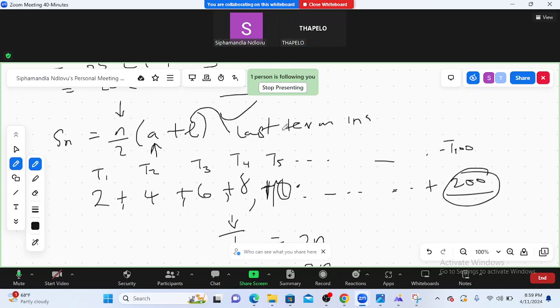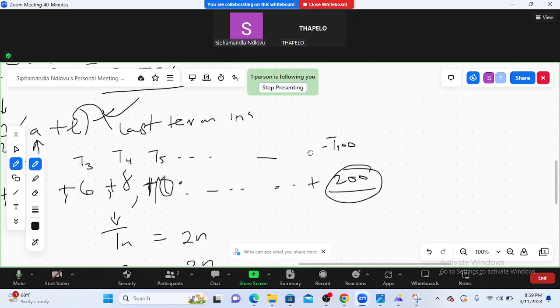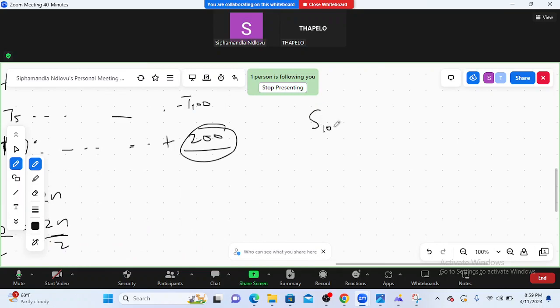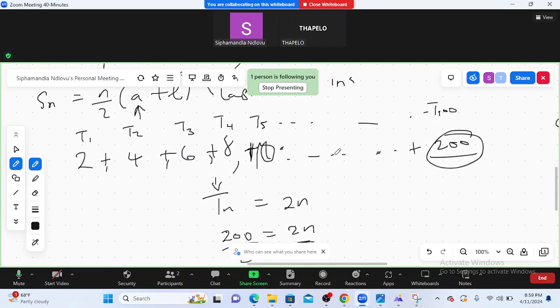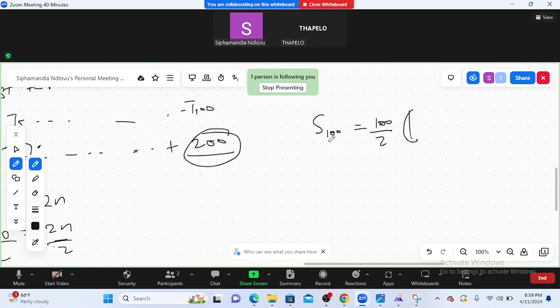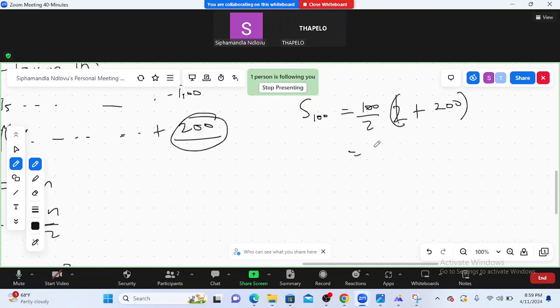Once you have the last term, you can use this. You'll only use this formula when you have the last term, because this is the shortcut formula. Most of the time I won't suggest using this formula, but in some cases it would be important to use it, because that's the only option I have. So now to calculate the sum of this pattern, given that the last term is 200, I will have S of 100 terms equal to 100 over 2 into (the first term is 2, plus the last term 200), which would be 100 divided by 2, that is 50, into 202.